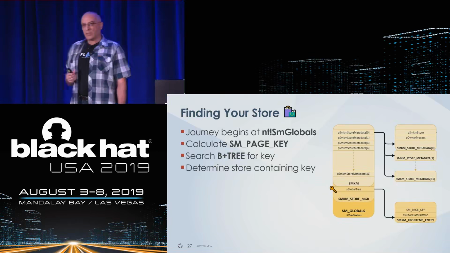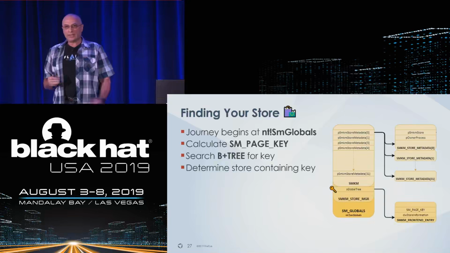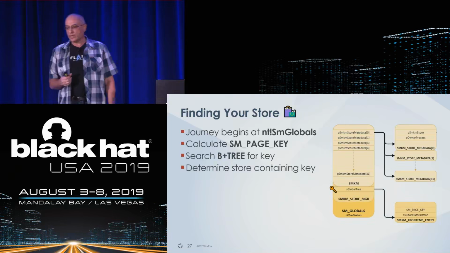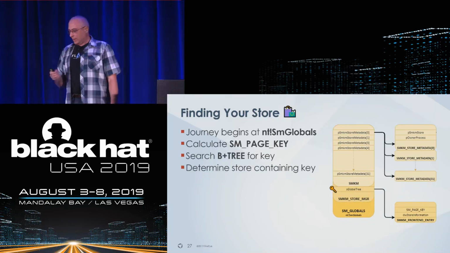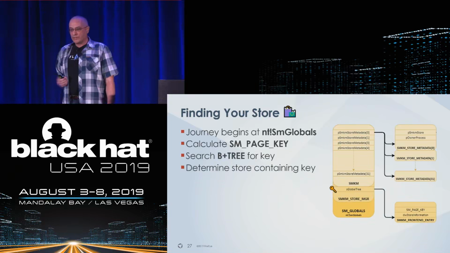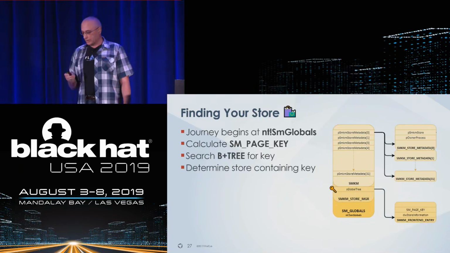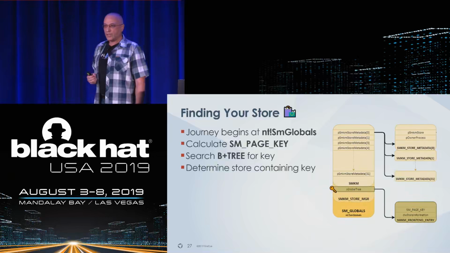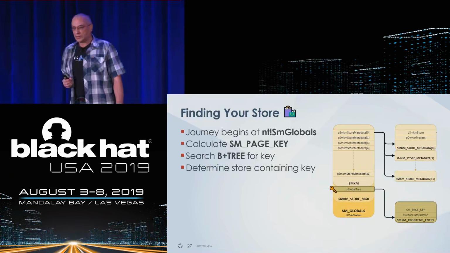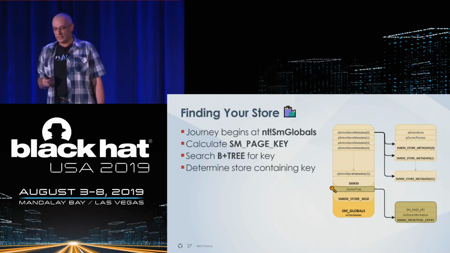And each of those store metadata elements defines a single store on the system. We have 1,024 elements, 32 by 32. So how do we go about navigating these structures? Well, first, we need to find the bit tree and traverse it until we find our page key inside.